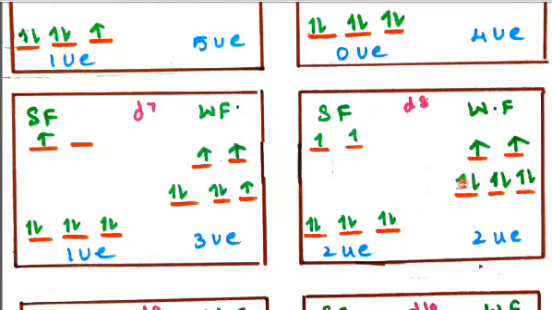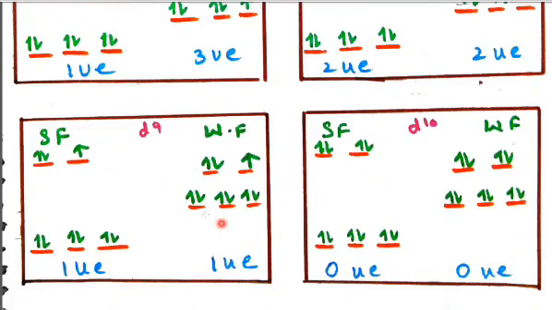In weak field ligand, the gap is very small. So first, according to Hund's rule, it fills 1, 1 in each vacant orbital: 1, 2, 3, 4, 5. Only after 5 does pairing come in: 6, 7, 8. So after pairing, we are getting 2 unpaired electrons. So this is 2 unpaired electrons.